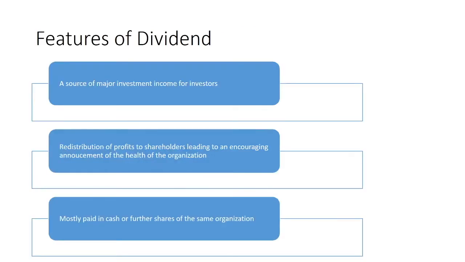Features of dividend: a source of major investment income for investors, and redistribution of profits to shareholders, leading to an encouraging announcement of the health of the organization. Basically, when the firm provides a dividend, it helps the shareholders to see that the company in which we have invested is working well and is up to the mark. It is mostly paid in cash or further shares of the same organization. Sometimes when companies earn profit, they provide bonus shares to the shareholders as well.